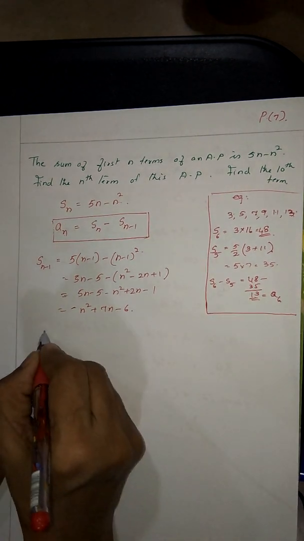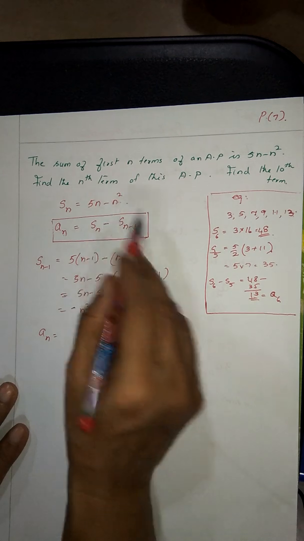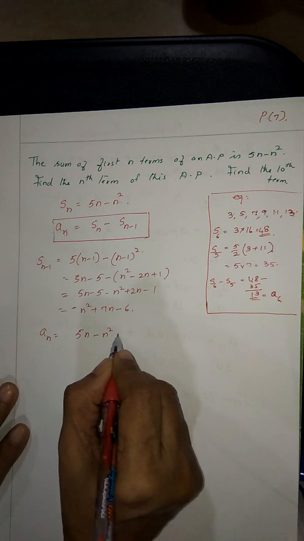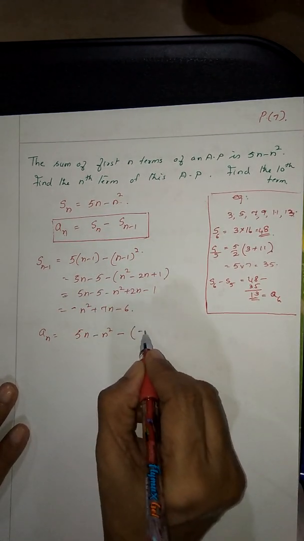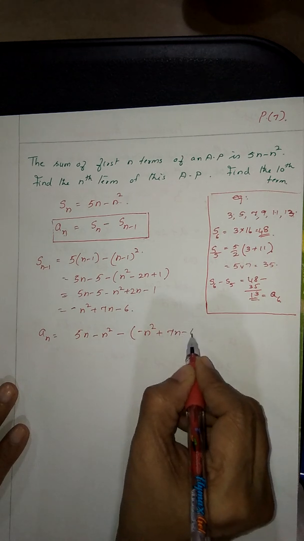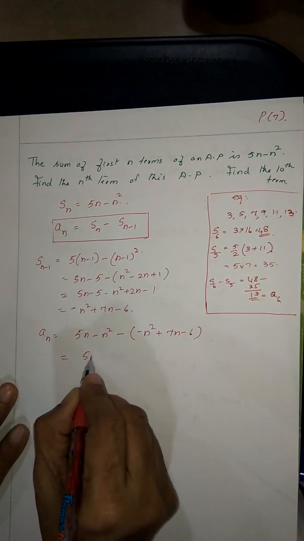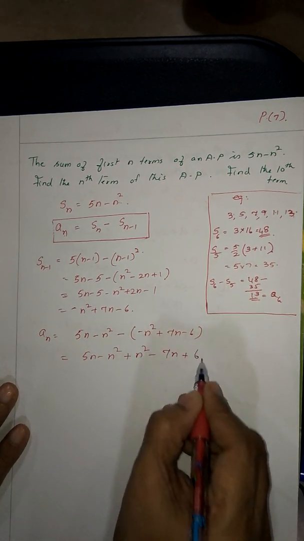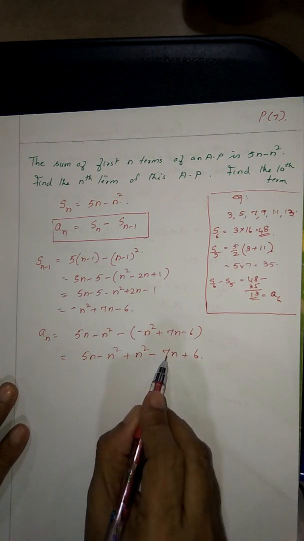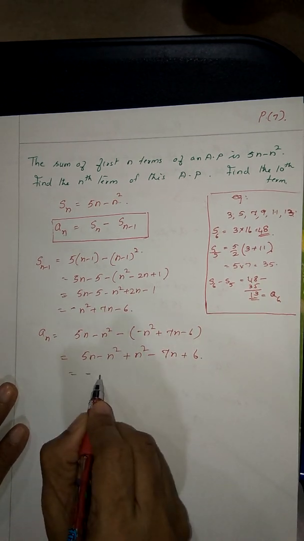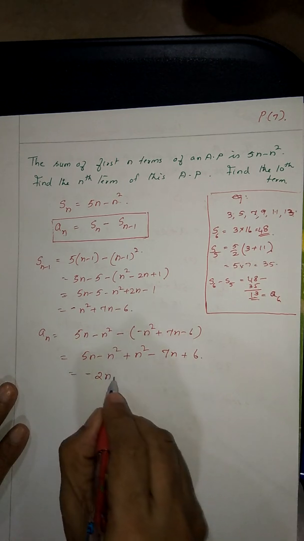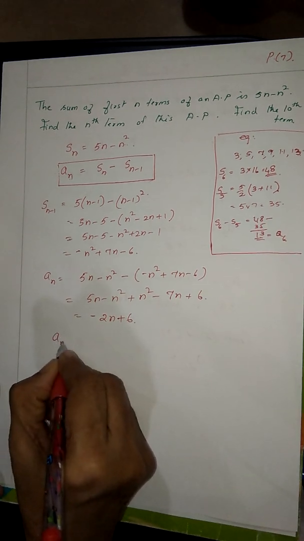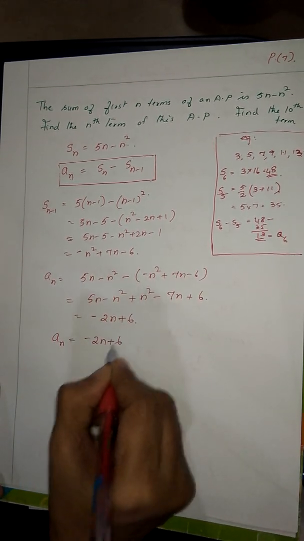Now we will find an is equal to Sn minus Sn minus 1. So Sn is 5n minus n squared, minus of minus n squared plus 7n minus 6. So you get 5n minus n squared plus n squared minus 7n plus 6. So n squared will get cancelled. 5n minus 7n will become minus 2n plus 6. So you get an is equal to minus 2n plus 6.